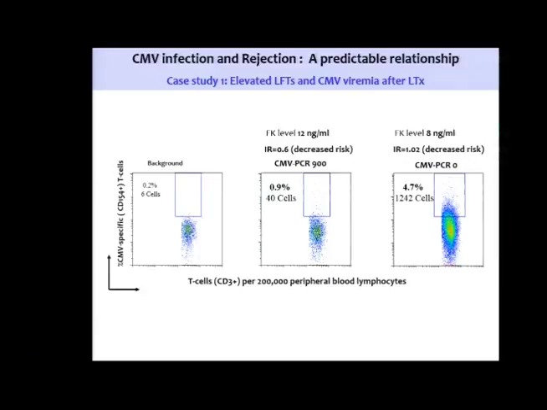Now we don't know this, mind you. This is all being reconstructed retrospectively, and this was still done in the research mode. His FK level was 12, so we lowered his immunosuppression. We lowered the steroids. And a few days later, his level's down to 8, his CMV PCR 0. And when we look back retrospectively, it looked like they had reconstituted their CMV-specific immune cells. So this is a predictable type of relationship which you would expect.